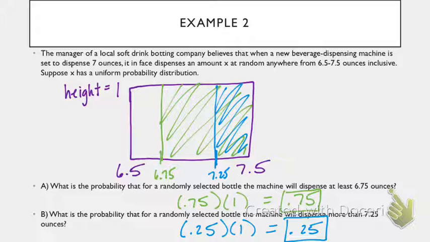So for the first one, it was 0.75, and then the second one was 0.25. Wait, why is it 0.75 on the first one? Because if you take the area, or the length of the base, so basically the distance from 6.75 all the way to 7.5. I went that way. Oh, because it says at least, and at least is greater than or equal to. So 6.75 and everything above it.